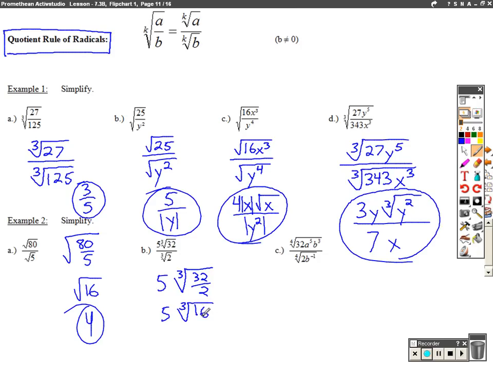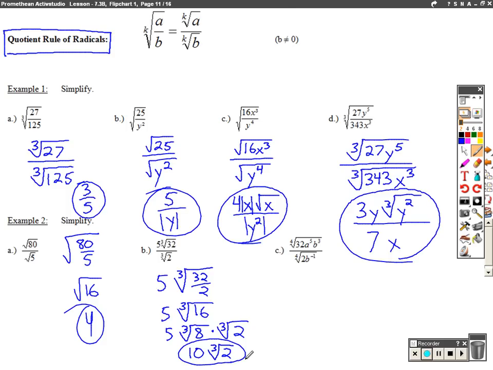Now I simplify the cube root of 16 by a method of my choice, whether I like the factor tree method or if I like to find the largest perfect cube that goes into 16, which is 8. Cube root of 8 is 2. 2 times 5 is 10. I'm left with 10 times the cube root of 2.